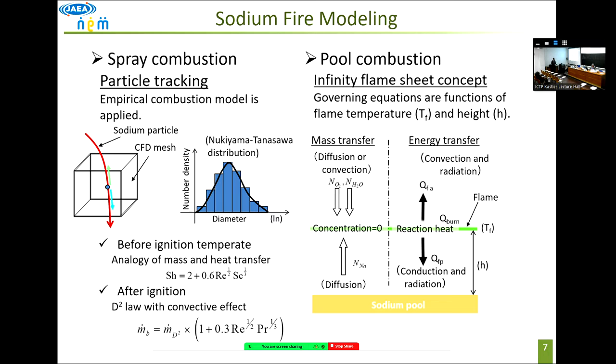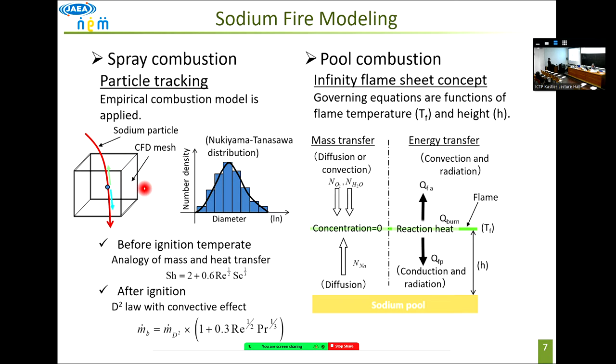Let's briefly look at sodium fire modeling. As I mentioned, we take into account two models: spray combustion and pool combustion. The left-side figure shows a schematic model of spray combustion. In the case of spray combustion, we put some particles related to the distribution of fragmentation, as lectured yesterday. We use the Lagrangian method to evaluate their behavior. To couple with the CFD tools, we calculate the chemical reaction, mass transfer, and energy release to the CFD tools.